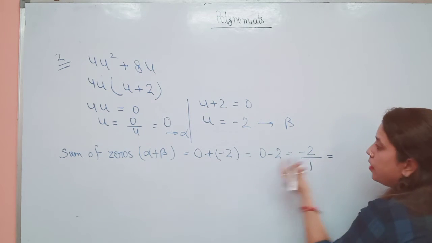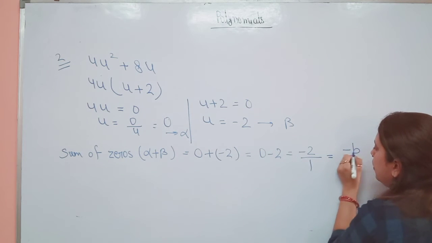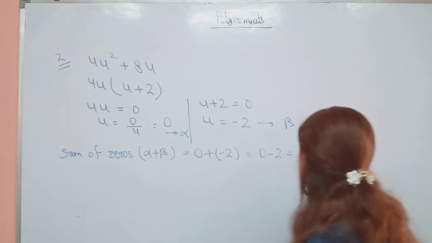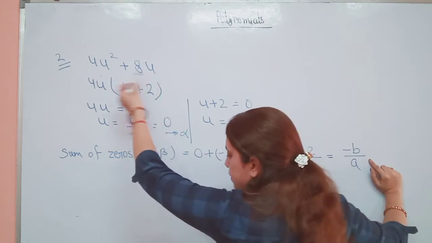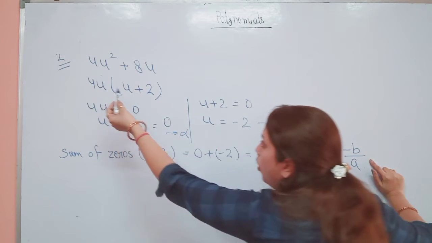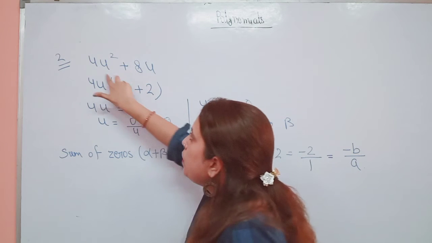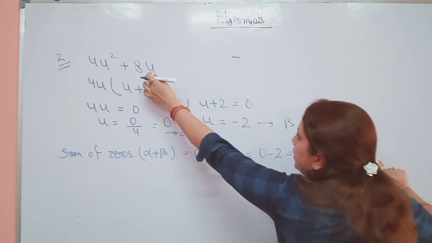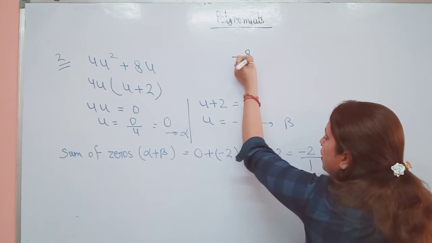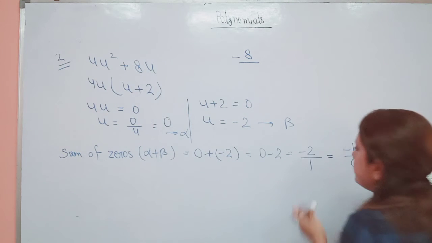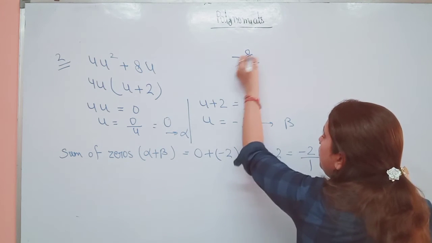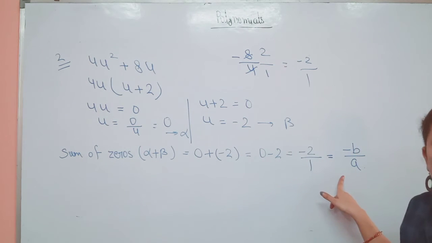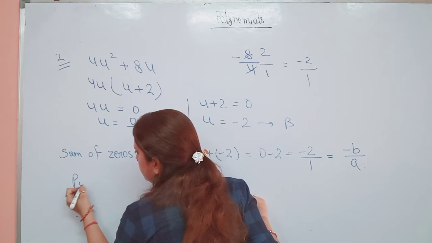Now let's compare. We know that sum of zeros is minus b upon a. Minus is in the formula. What is common in both? When we take common, it will come 4u square plus 8u, minus b upon a, b is the coefficient of u, 8 upon a. This a is 4, so it will come 2 by 1, and this is the answer, minus 2 by 1.